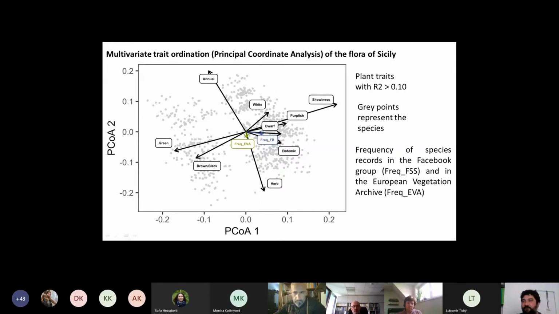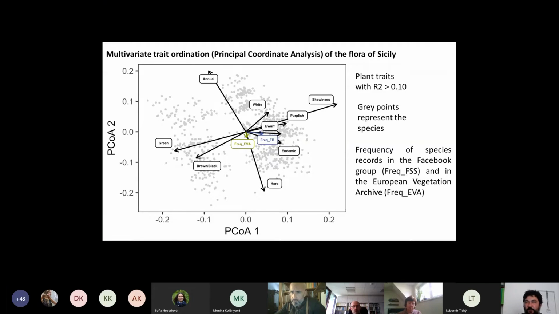And in this case, you can see that the frequency of the species collected in EVA and collected in Facebook has less than 10%, indicating that the species found in Facebook and EVA are relatively well distributed in the trait space of the Sicilian flora.